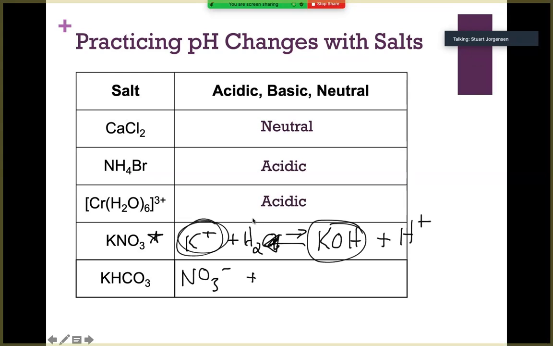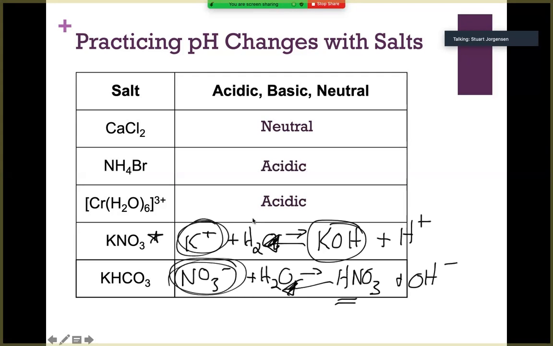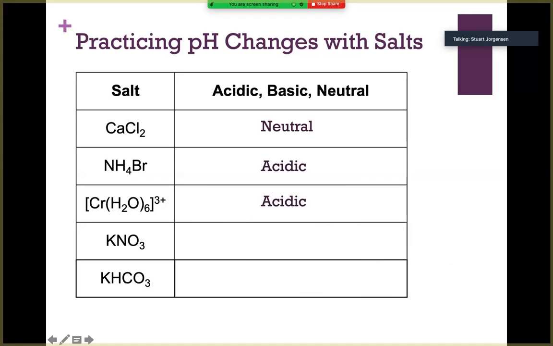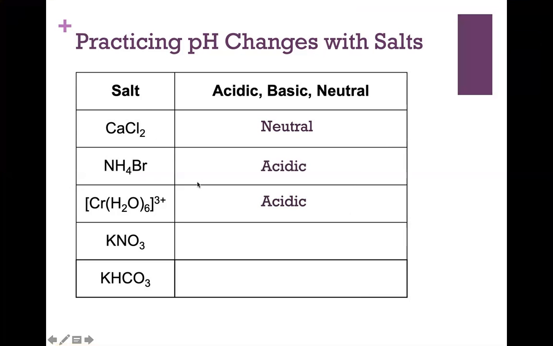Our NO3 could react with the water to try to form HNO3 and OH minus when that water splits apart. HNO3 is strong, so we're going to favor the other side, which means it stays as our NO3. We're not going to end up seeing any pH change because we've formed strong species and we always react away from our strong species. And so this should be neutral. I think I already exited to escape annotation mode. And so this one is going to stay neutral for us overall.